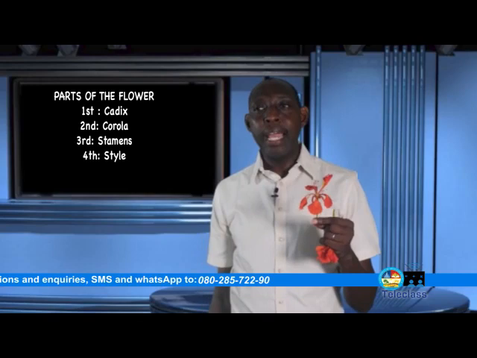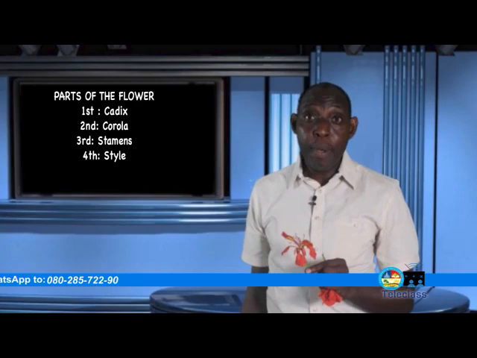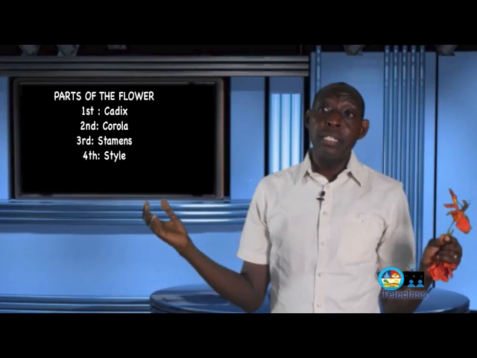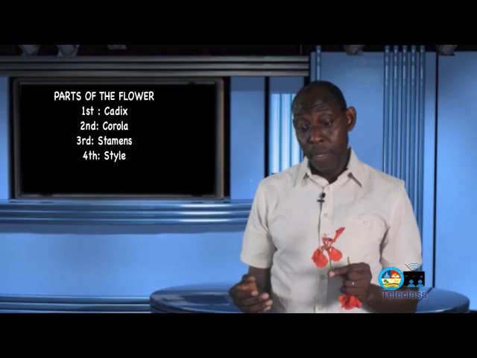So these are the parts of a flower. Please remember there are four parts of a flower. Number one, calyx. Number two, corolla. Number three, stamen. Number four is simply gynoecium. So you need to know them. These are normally called the petals.